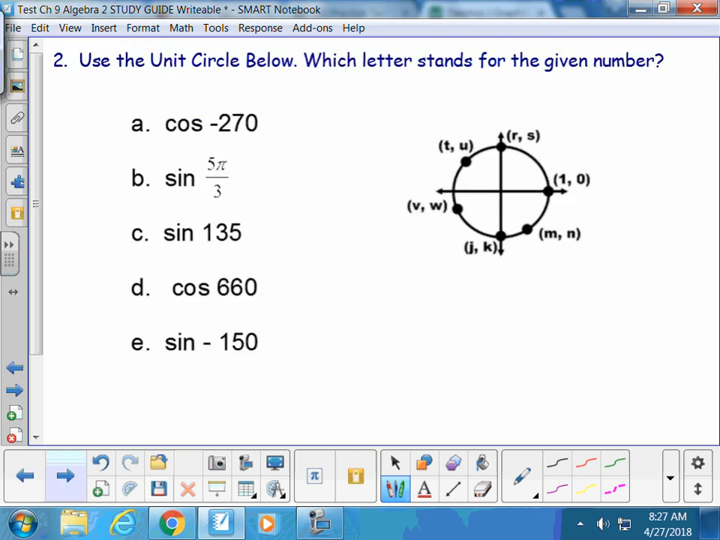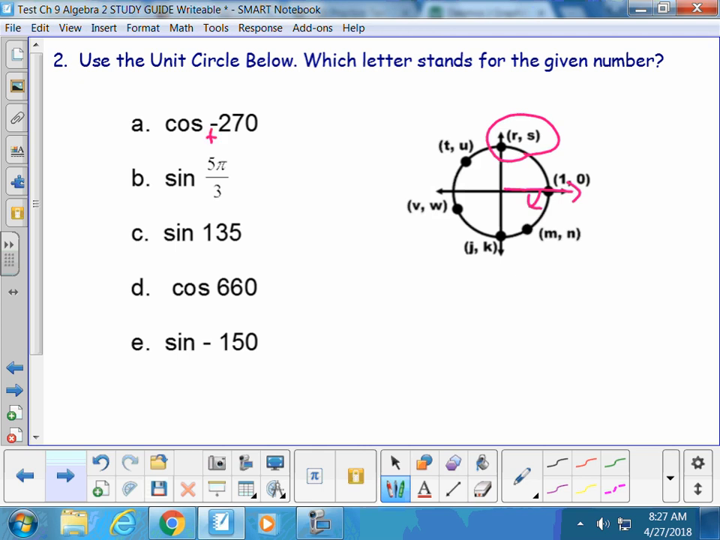All right, number 2. You can use your unit circle here below. We're going to answer with a single letter for all these questions. There is a unit circle in the back provided to you if you need to use that as reference. All right, negative 270. So negative 270 would start here at 0 degrees and spin in a clockwise direction. That would be a negative direction. Negative 90, negative 180, negative 270. So we would land up here at the same exact position as 90.